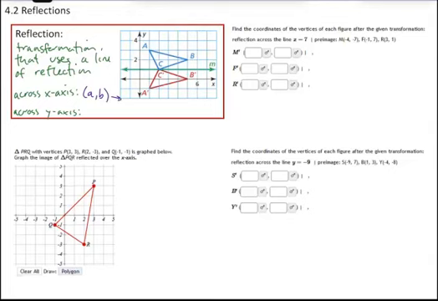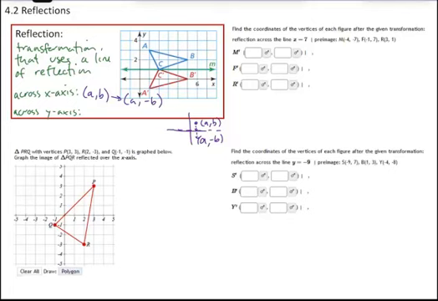Now think about what happens if you imagine a single point right here, A, B, that's reflected across the x-axis. That means that this distance right here is extended across this line, the x-axis. And so it's going to have the exact same x-coordinate, but it's going to be the exact opposite for the y-coordinate. So this will transform into the point A, negative B.